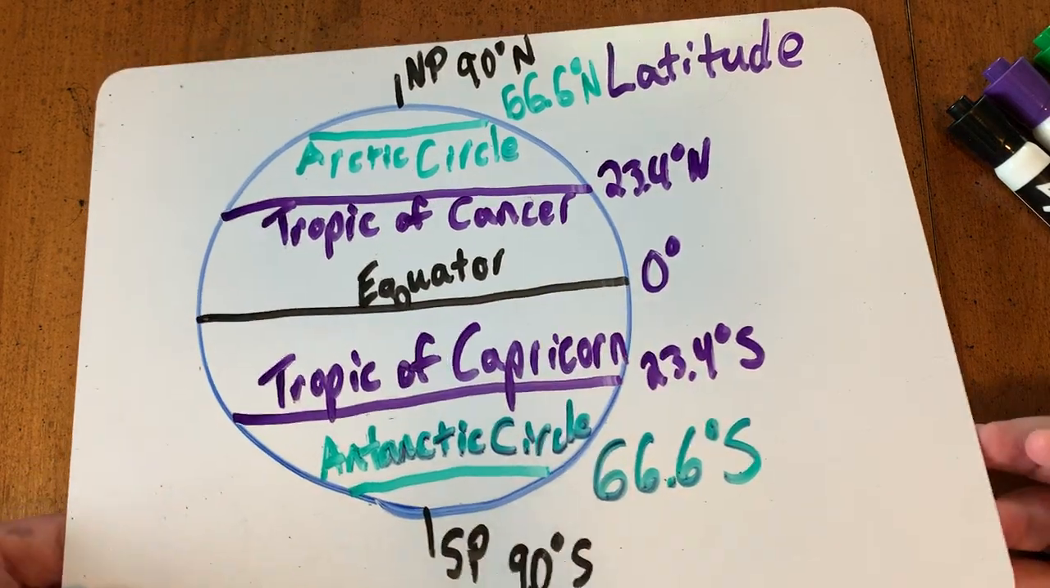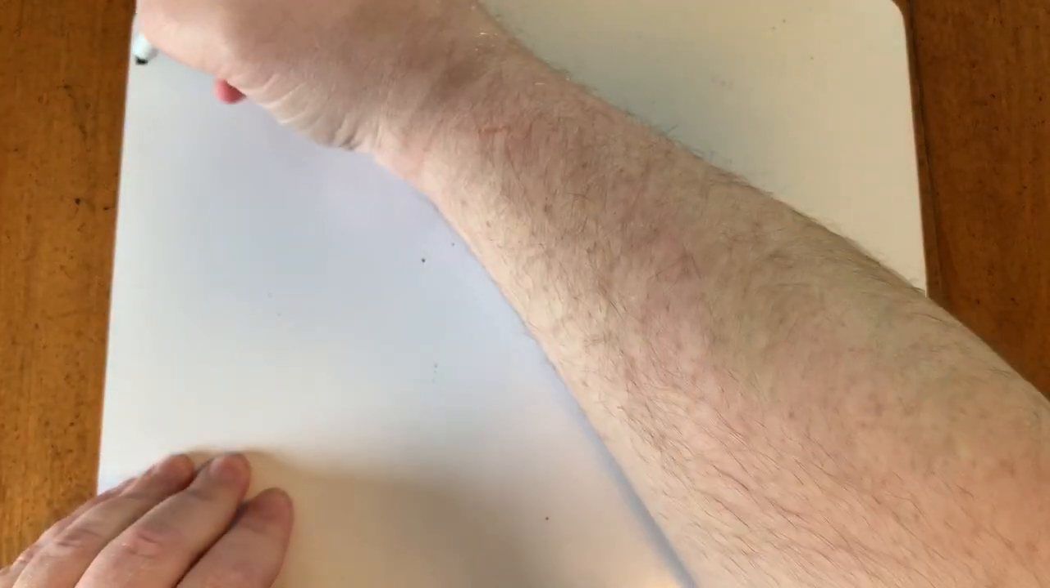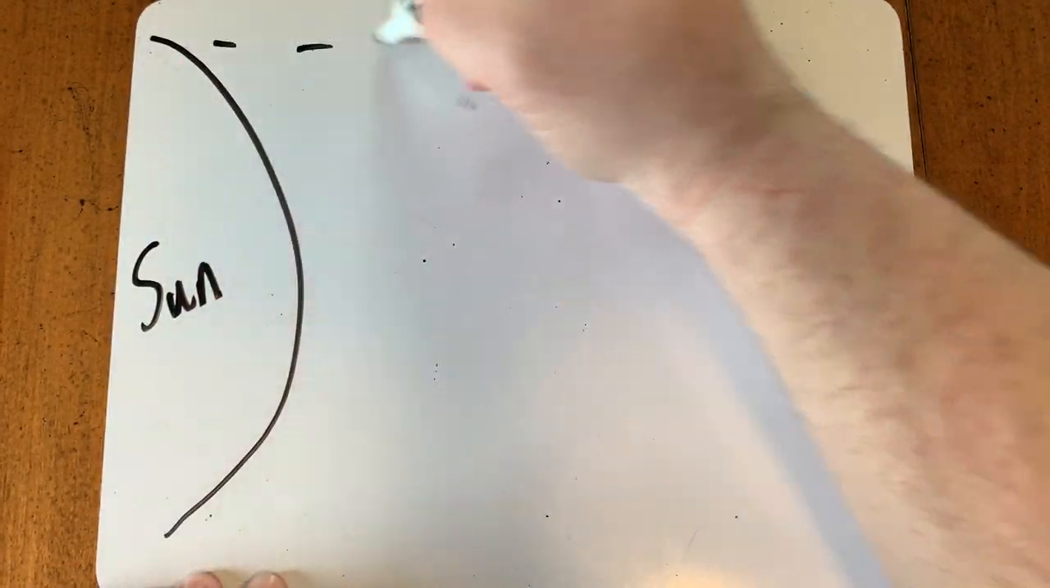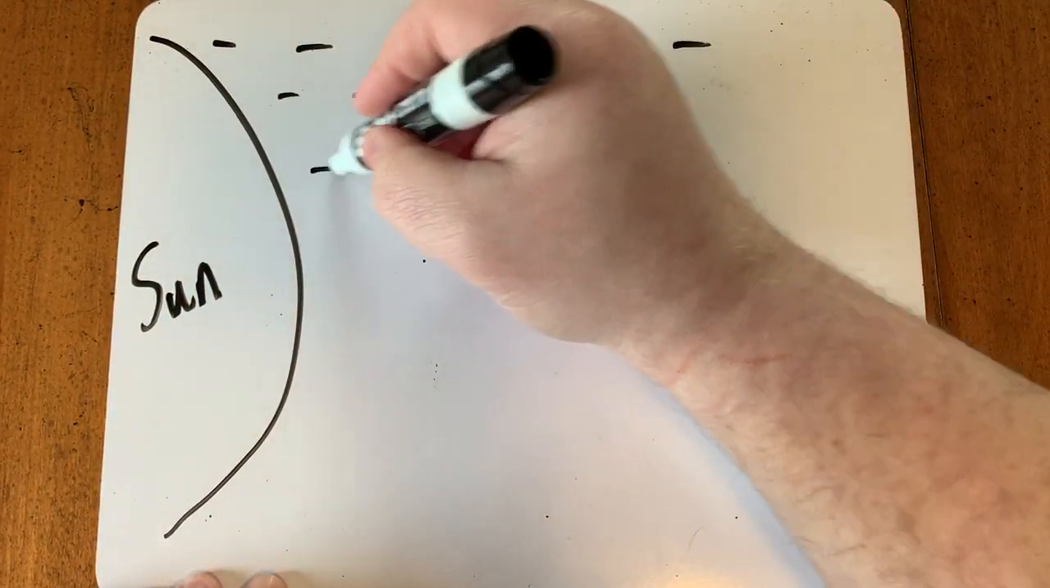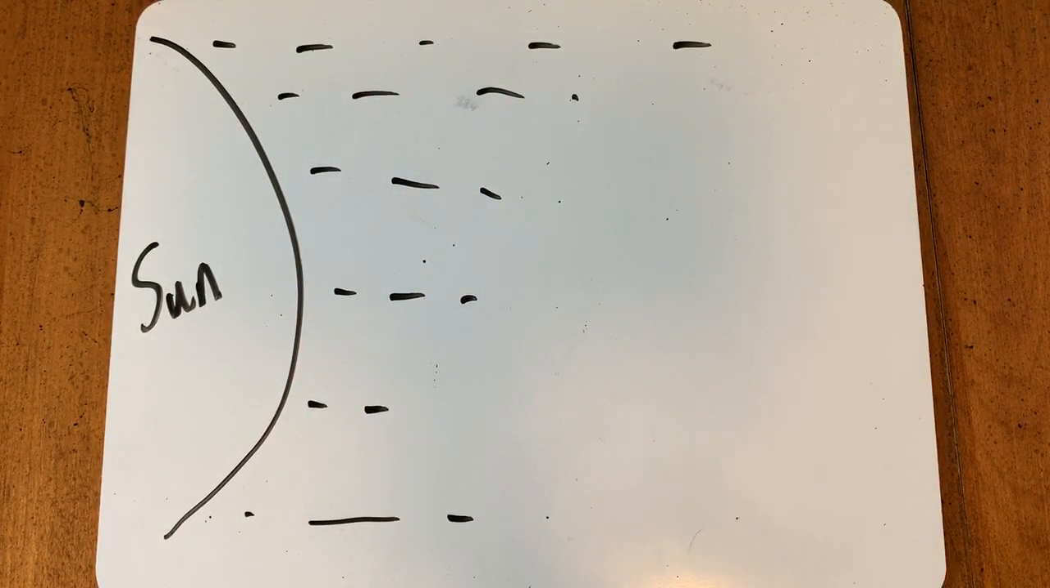Now, what's important about these tropics and the Arctic and Antarctic circles is what they mean to our seasons. So let's say we have the sun here, and the sun is shooting out rays of sunlight. Ta-da. And then we have the Earth.